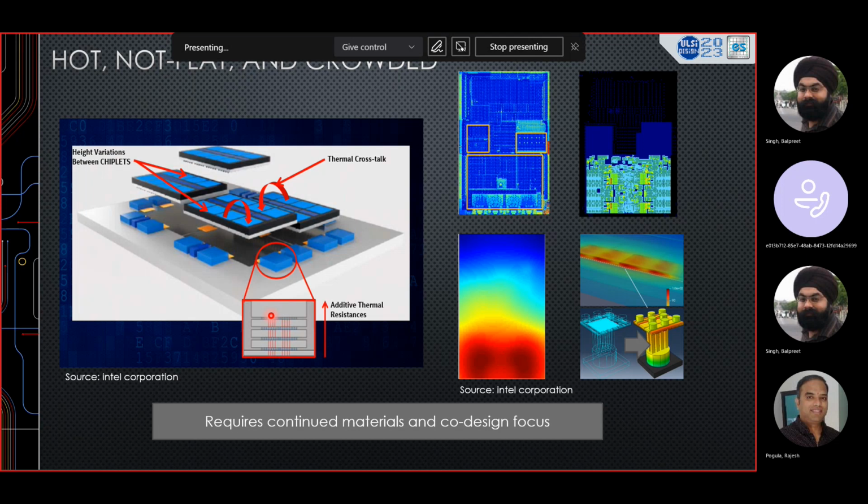What is your neighbor? What is below it? What is above it? All of those pieces have to be looked at together. And again, materials have to be continuously evaluated, with continued innovation to solve some of these thermal challenges.